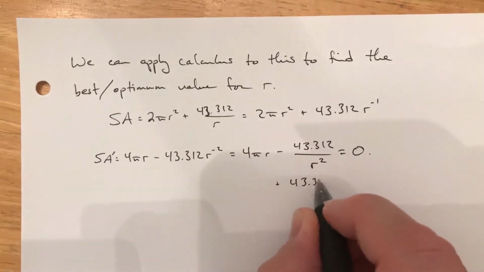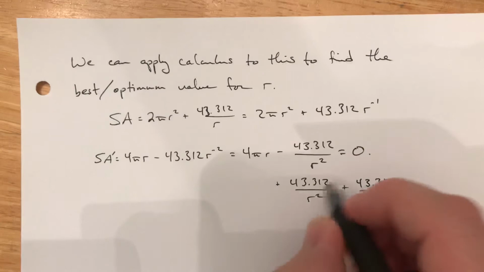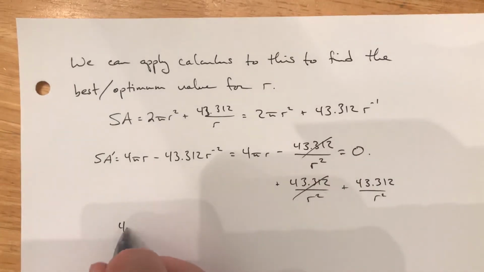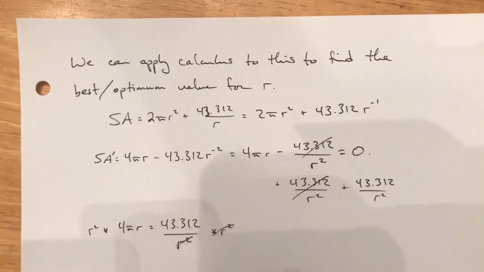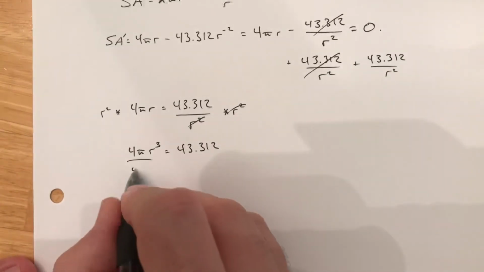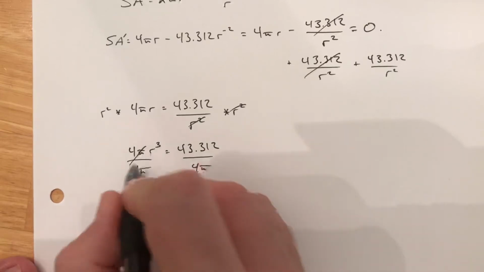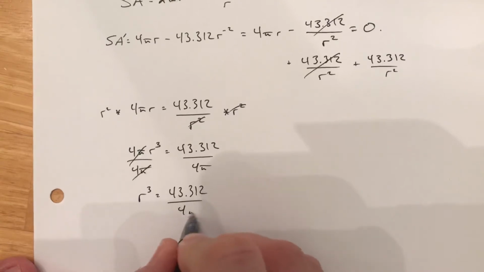We're going to ignore that critical value, and we will just set this whole thing equal to 0. Add that 43.312 over r squared to both sides, and we get 4 pi r is equal to 43.312 over r squared. We'll multiply both sides by r squared to get it up out of the denominator, and we have 4 pi r cubed equals 43.312. Divide by 4 pi. We get r cubed is 43.312 over 4 pi.